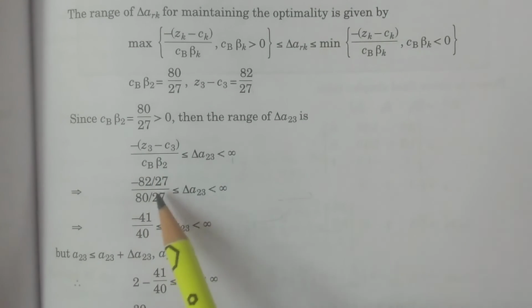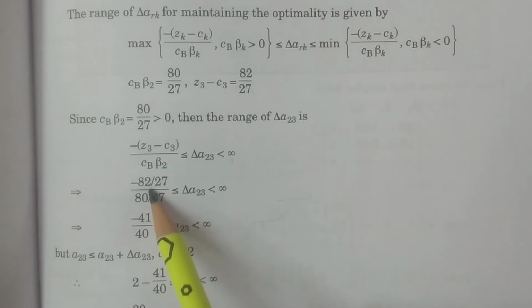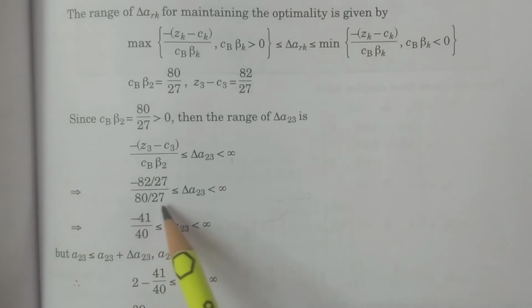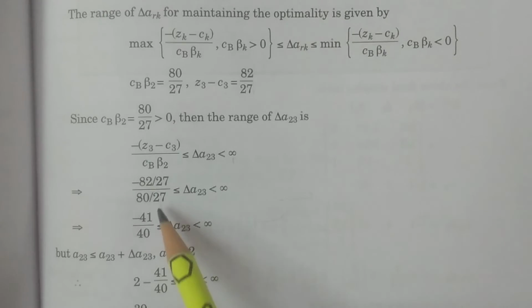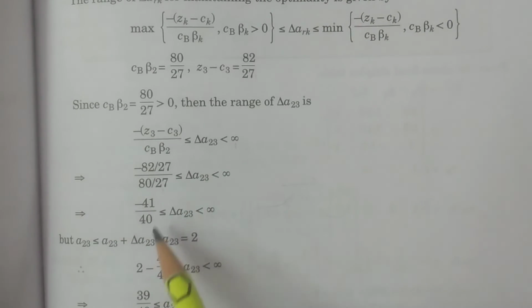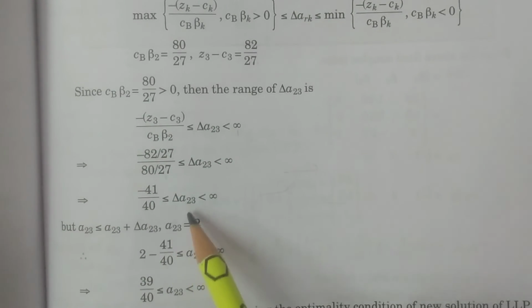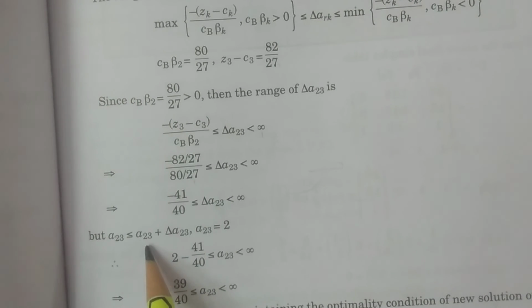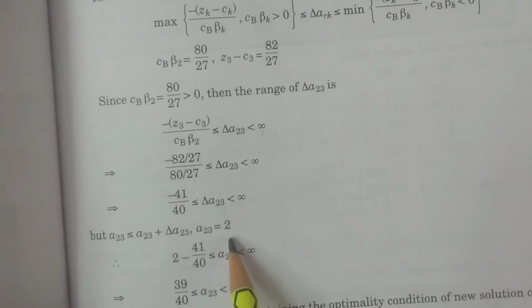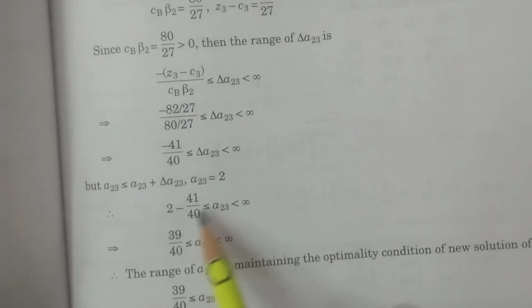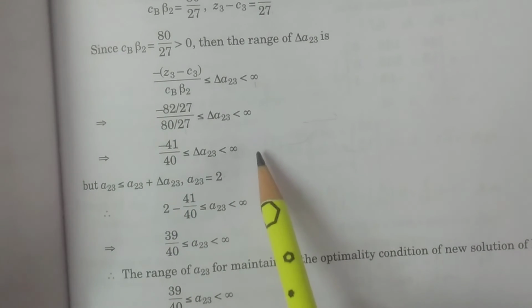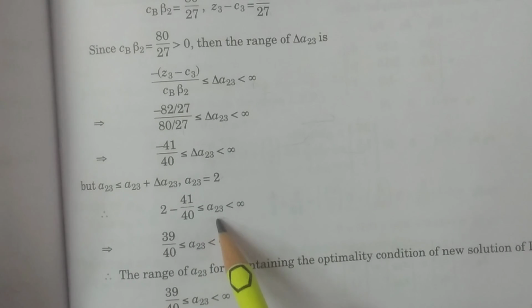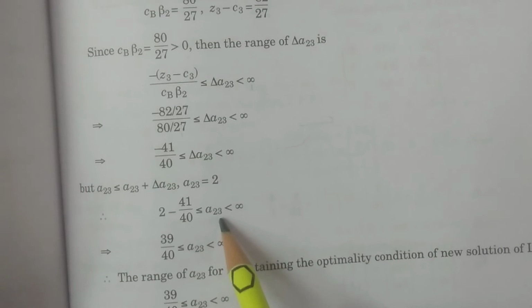Minus (Z3 minus C3) where Z3 minus C3 is 82 by 27, so minus of 82 by 27 divided by Cb beta 2, which is 80 by 27, less than or equal to delta A23 less than infinity. Therefore, this value is minus 41 by 40 less than or equal to delta A23 less than infinity. But we know A23 star is A23 plus delta A23, and A23 is equal to 2. Therefore, you add 2 to the entire inequality. Then 2 minus 41 by 40 less than or equal to A23 less than infinity. This is the range of the new value of A23.